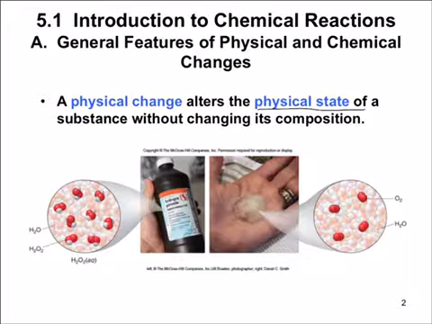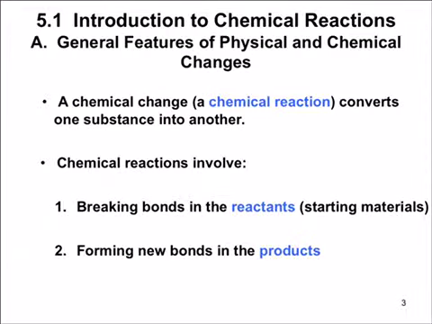Now, that's different than a chemical change. A chemical change is going to actually change the composition. So what we have here is hydrogen peroxide, which is given by the formula H2O2. And when you pour it on a cut, it bubbles. Those bubbles are oxygen gas being given off, and water molecules are actually being formed as well. So it's no longer hydrogen peroxide, it's something completely different. So a chemical change converts one substance into another.